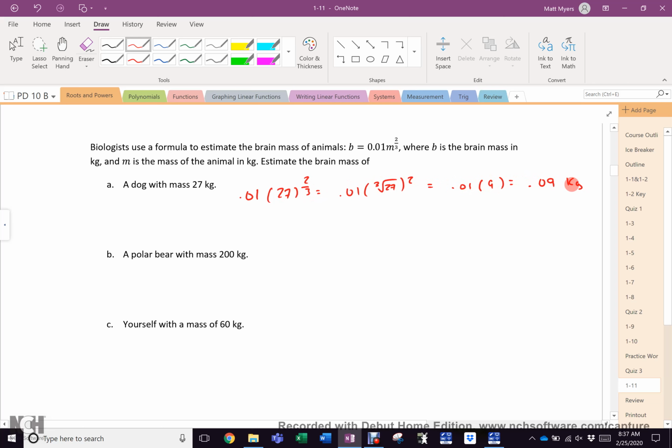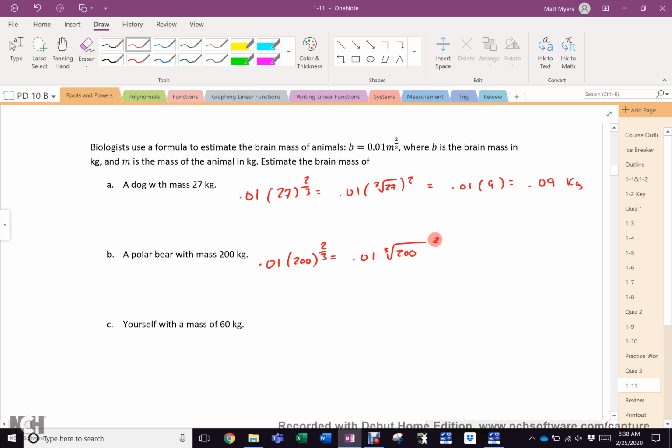What about B? Can we do B without a calculator? If I want an actual answer, can I do B without a calculator? An answer that would make sense. Probably not. No, because 200 doesn't have a cube root, does it? Could you, in math class, get an answer, but an answer that would make no sense to anybody? Yeah. Easily, right? So what would it be? 0.01 times 200 to the 2/3, which, if I want a real life number, I would have to do that with my calculator, yes? But in math class, that's 0.01 times the cube root of 200 squared.